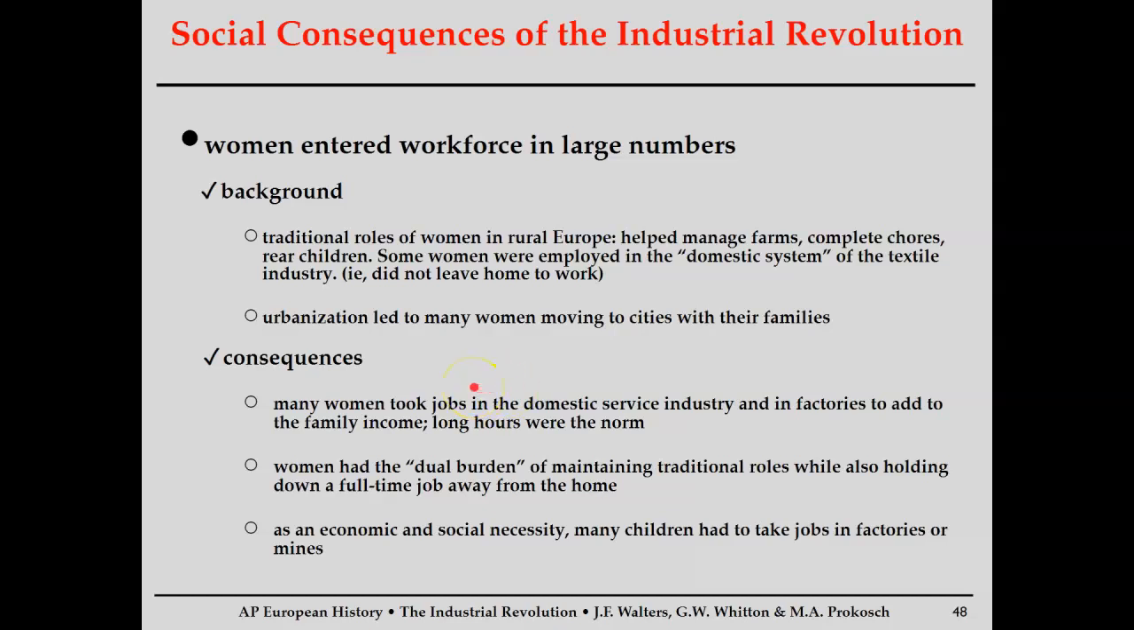All right. Then they get home from their 12 to 14-hour working day, and they are still expected to have dinner for the family, still expected to take care of the children. So they still have that traditional role, that expectation for them. So the Industrial Revolution actually makes the lives of women worse. They now have a dual burden.